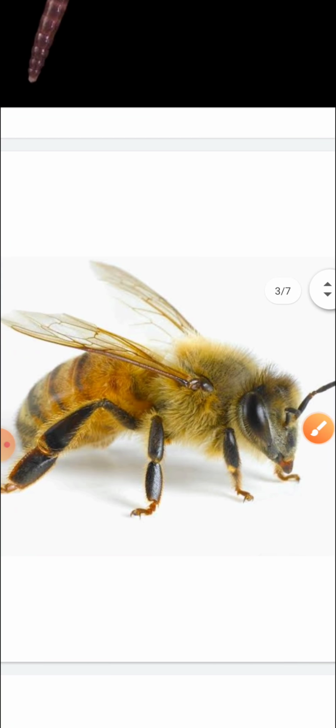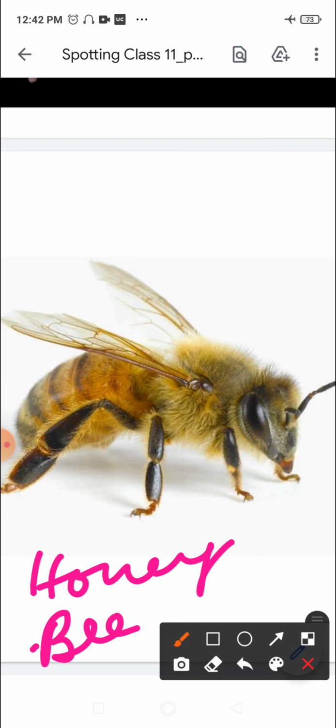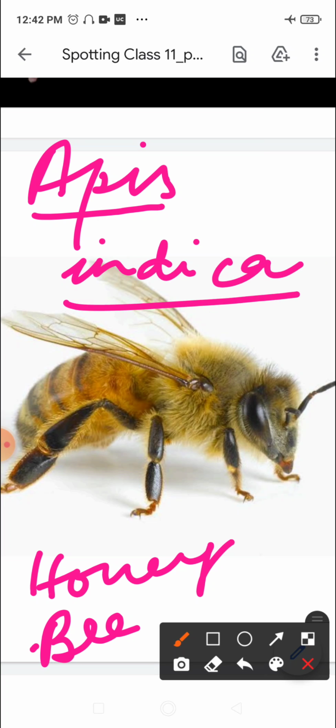The next organism that we will study in the practical, the specimen that we will talk about, is the honey bee. Honey bee is also known as Apis indica. The scientific name is Apis indica, where Apis is the genus and indica is the species.